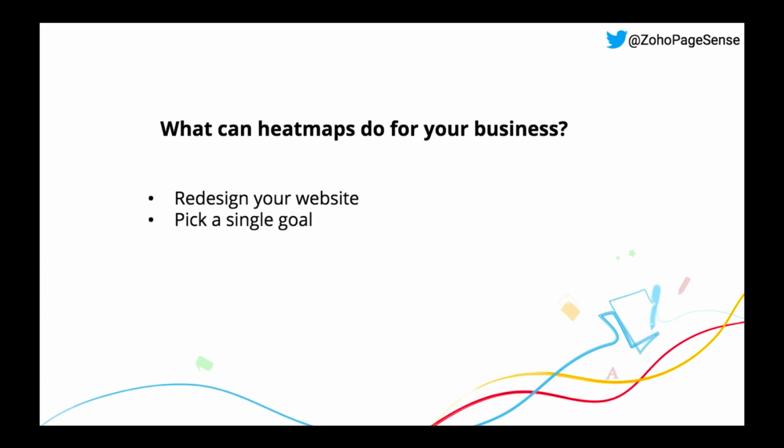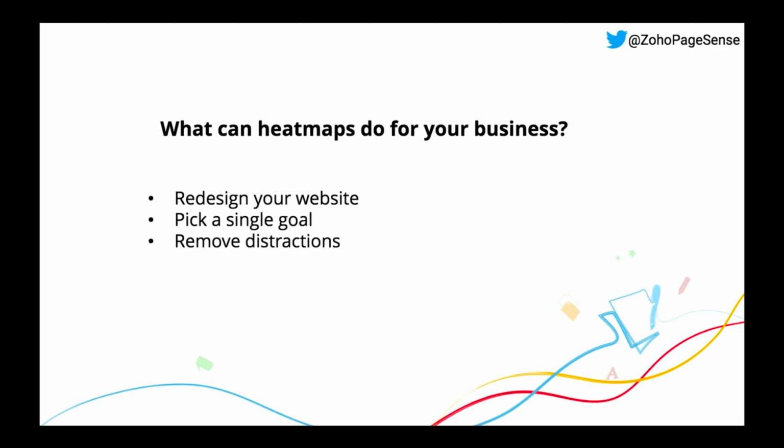Heat maps will help you pick a single goal. Sometimes we tend to confuse our visitors by putting in more than one call to action on the same page. For example, you might have announced a summer sale, followed by a checkout collection button, followed by a discount coupon. All of this on the same page, so it's natural for your visitors to be confused. But using heat maps, you can zero in on the CTA that gets the maximum attention from your visitors and make it your main goal.